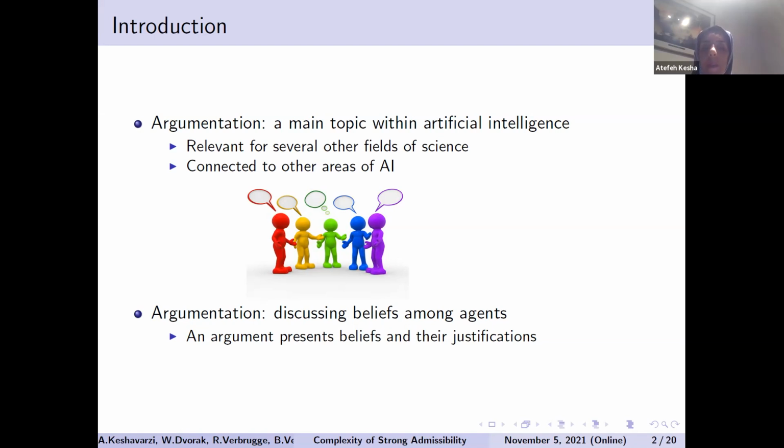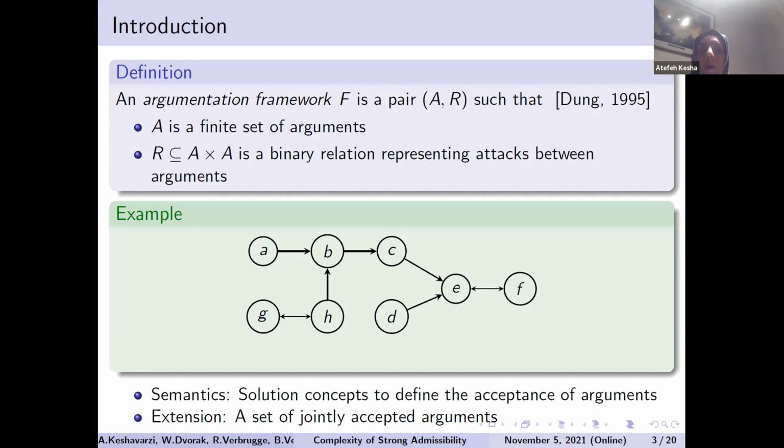Argumentation can be assumed as a discussion among two or more people who have different points of view about the subject, but they are willing to find the truth via argumentation. And each argument presents a belief or a justification. So there exist a number of formalisms for argumentation.